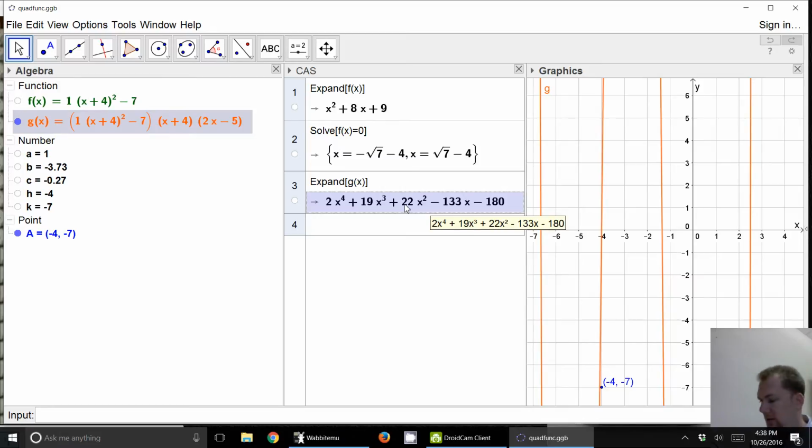You don't see this right now, but it'll be 2x to the fourth plus 19x to the third plus 22x squared, oops, minus 133x minus 180. That's going to be kind of brutal because it's got so many different numbers in it, but that's okay.